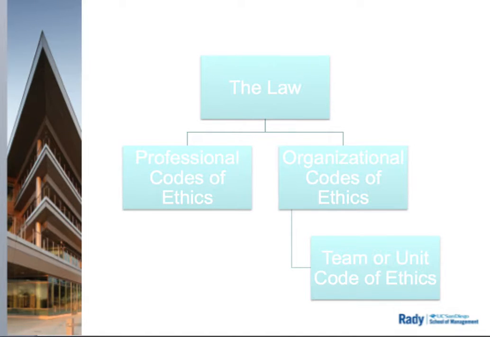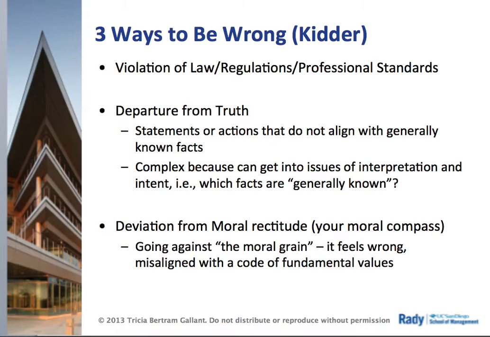Am I facing a moral temptation to do a wrong that is clearly prohibited within my context? Something else that can be helpful in identifying whether you're facing a moral temptation or wrong is Kidder's suggestion that there's 3 ways to be wrong. So, of course, one of them is violation of law, regulations, professional standards. So that's the first place you should go to gather facts about an issue situation in a work context.